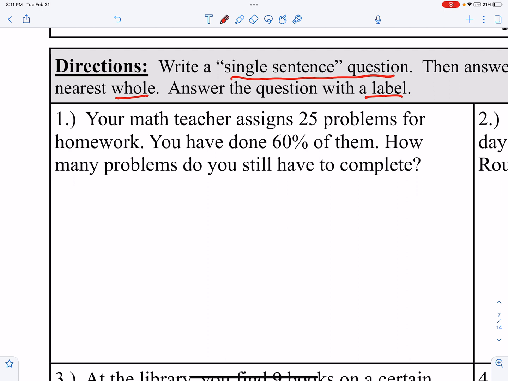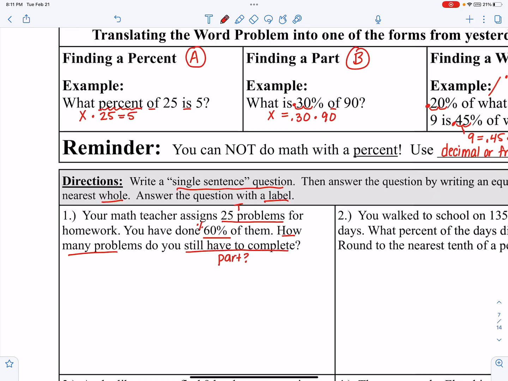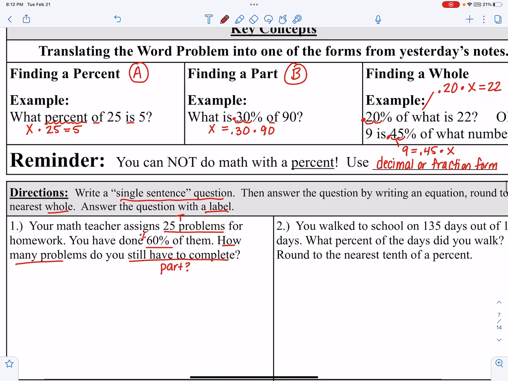So your math teacher assigns 25 problems. Right away, I identify that that's probably the total. You've done 60% of them. The percent is easy to identify. And then it says, how many problems do you still have to complete? Still having to complete is definitely a part. So that means I don't know the part, but I do know the total and I do know the percent. And when I look up at our three options, I can see this one right here.